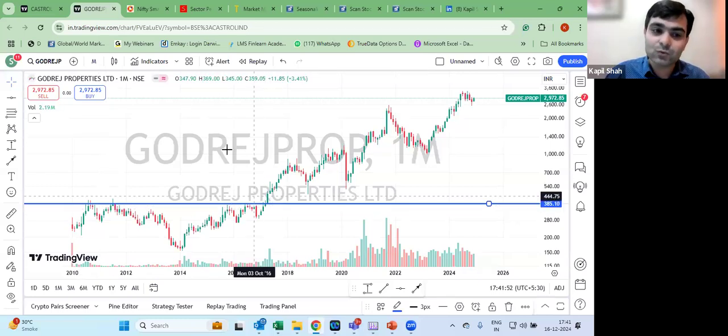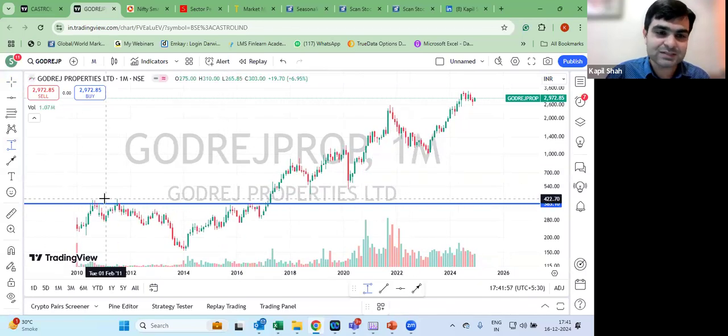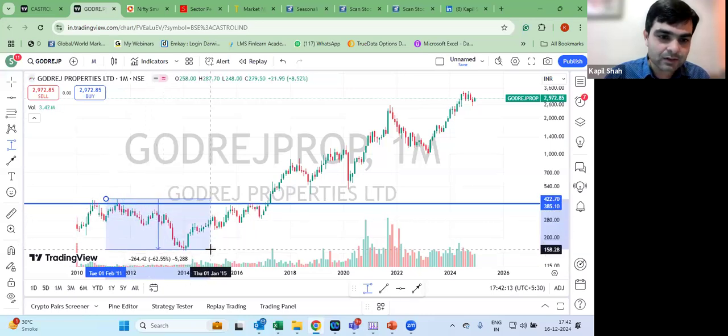Now again, one more thing to look into: measure the falls in this. See, the beauty of charts is that they tell us lots of things, and the higher the time frame, the more the relevance. On a shorter time frame, of course, you will have lots of noise, but on a higher time frame, you have a better understanding of how prices are forming. All it requires is patience. So this was the fall that happened earlier, a 62 percent kind of fall.